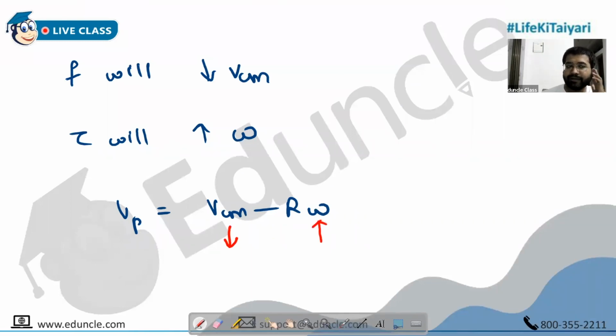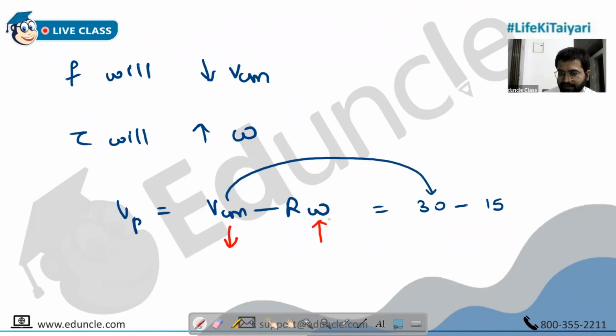Until when will this keep on happening? Suppose initially Vcm was 30. Let us say R omega was initially 15. I'm just saying, suppose Vcm was 30 and R omega was 15. Now Vcm will decrease and omega will increase. So it will keep on happening because there is continuous acceleration. There is continuous retardation. Both are happening simultaneously here.